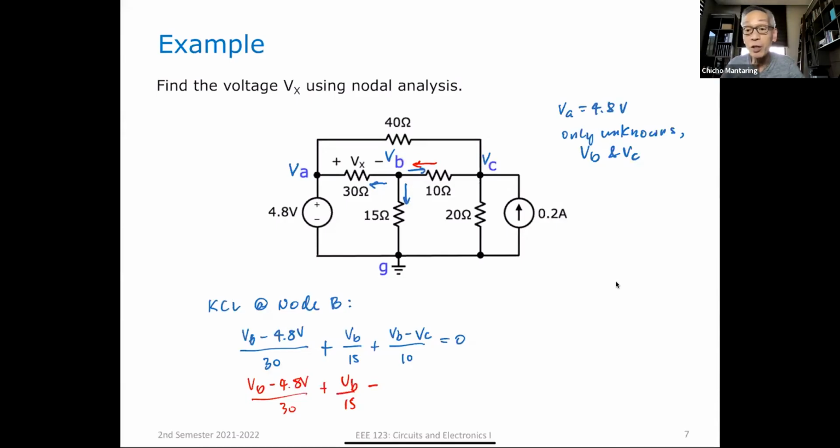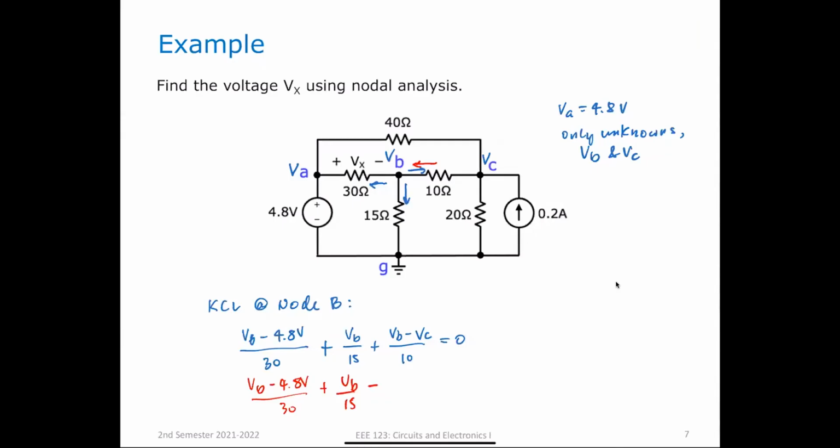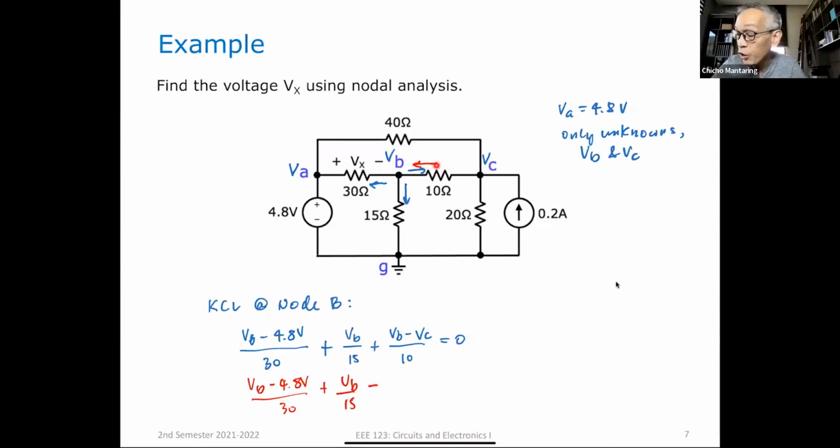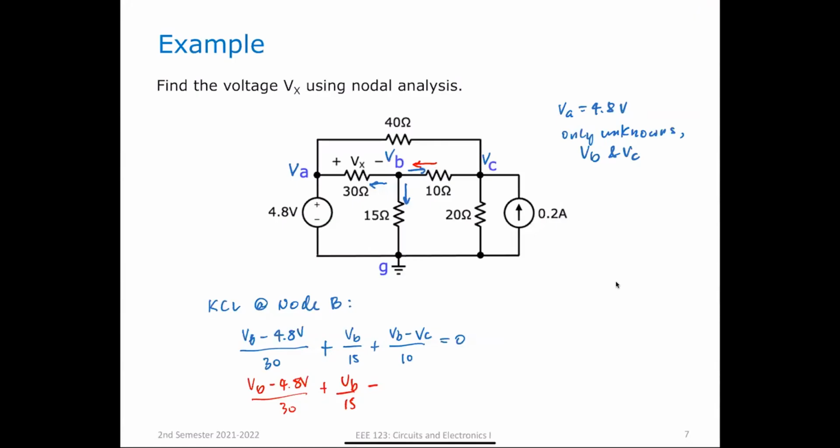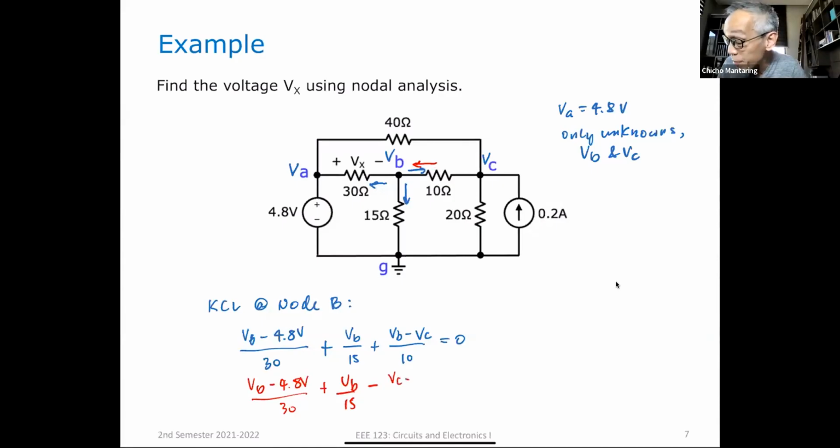Now, what is my expression for the current? Clyde, what would be the expression for the current? Since it's minus, I think it would be the same, VB minus VC over 10. Note that your current is going from right to left. So what is going to be my expression for the current if it's going from right to left? VC minus VB. Yeah, that's right. So this is going to be VC minus VB all over 10, is equal to 0.